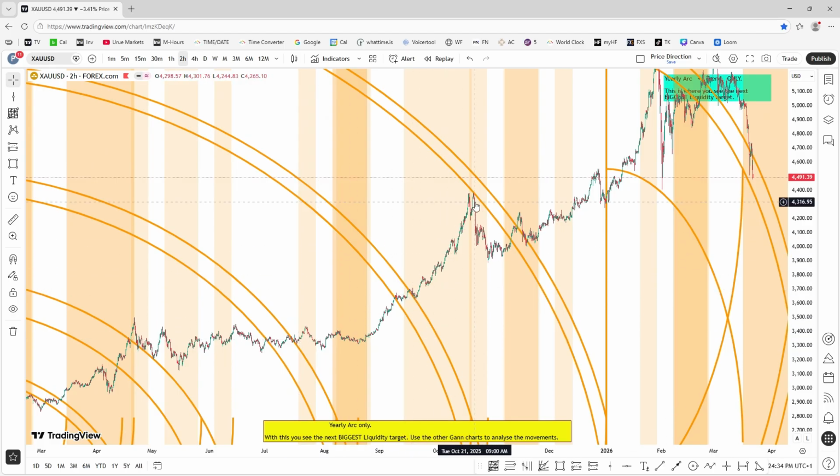Went straight for this. We announced these on our Telegram channel. October 21 was when gold was going to fall last year. We said it and it happened. We announced it again November 5 that it was going to come up and break the arc and keep going up. We announced it, we shared it with you.